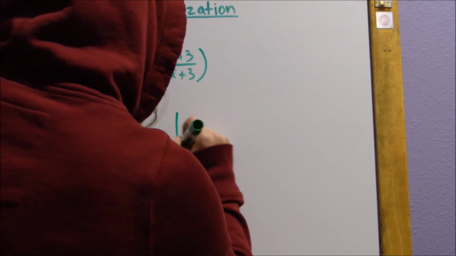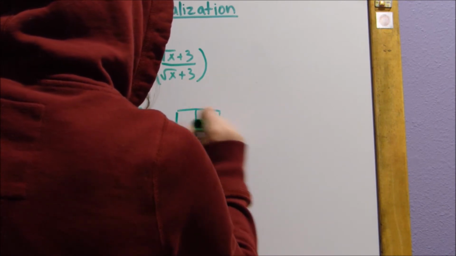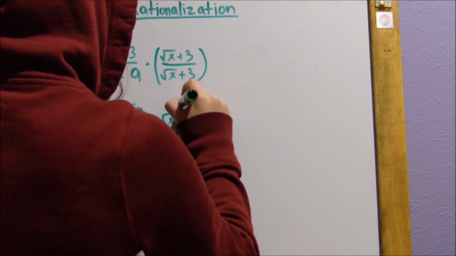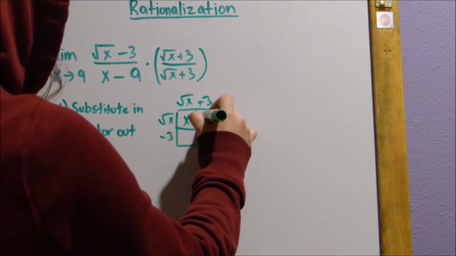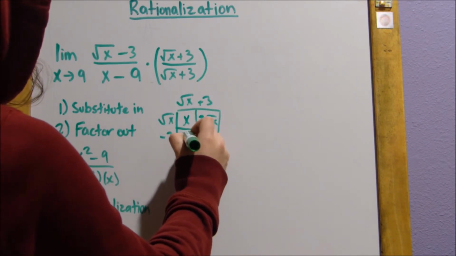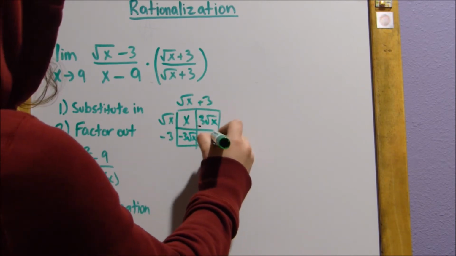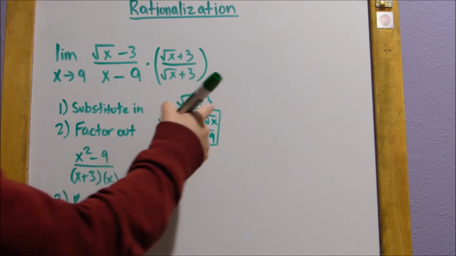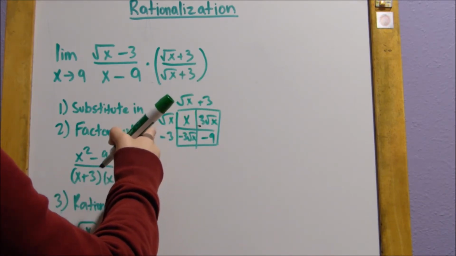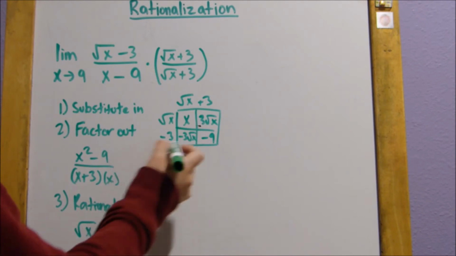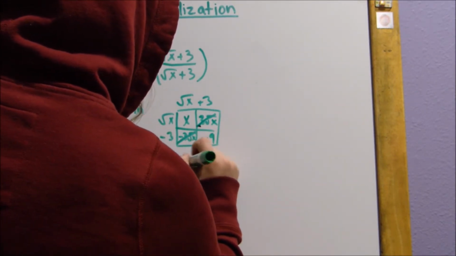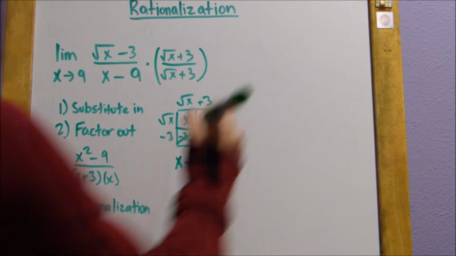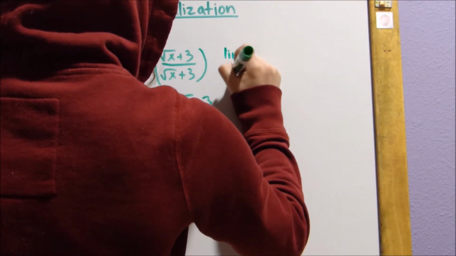Let me just have a little square here. Square root of x minus 3, square root of x plus 3: square root of x times square root of x, that's x. This is 3 root x. This will be negative 3 root x. And this will be negative 9. So I notice here that when you multiply 3 times square root of x and negative 3 times square root of x, these two are going to cancel out because you're just going to subtract it. So we end up getting x minus 9. So that's our numerator.